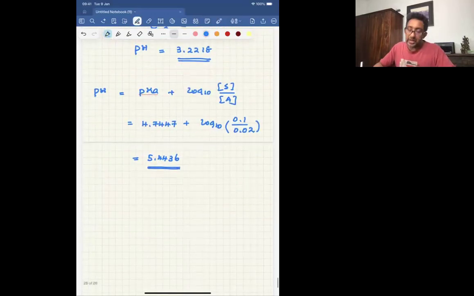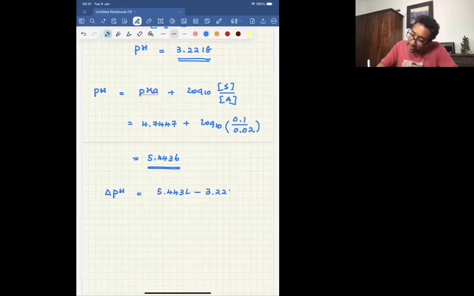That is the new pH. So what is the delta pH? 5.4436 minus 3.2218 gives 2.2218. 2.2218 is the delta pH.